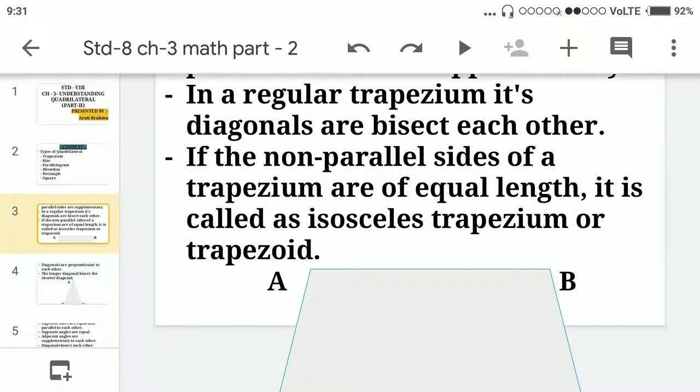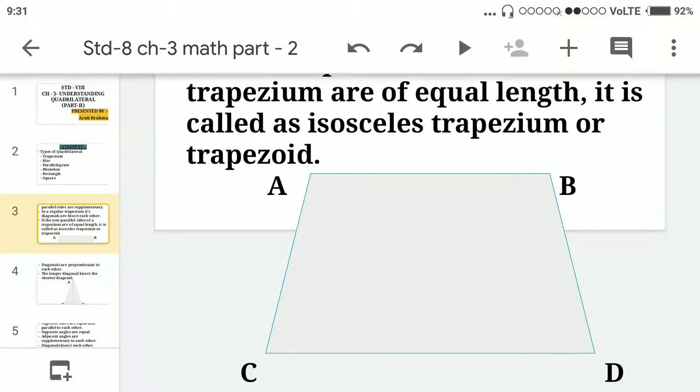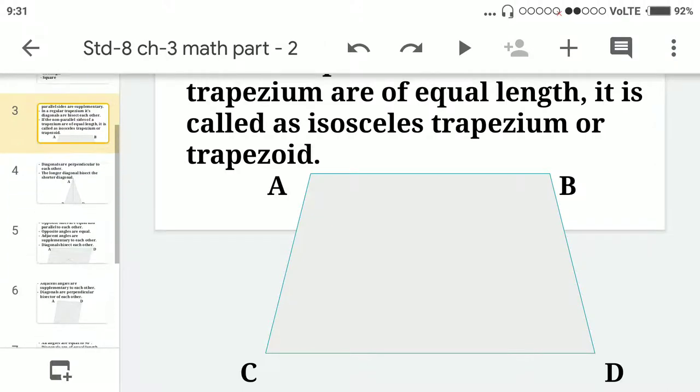Then if the non-parallel sides of a trapezium are of equal length, it is called an isosceles trapezium or we can say trapezoid. Okay, that means here the non-parallel sides are AC and BD. So if in any case AC is equal to BD, that is known as an isosceles trapezium or trapezoid. So this is all about a trapezium.